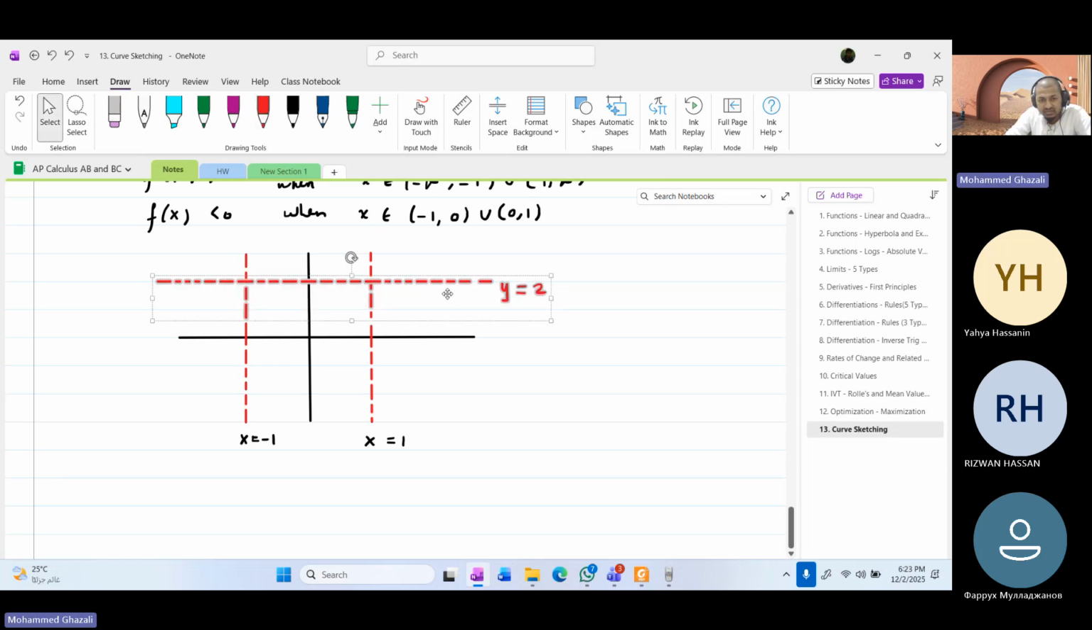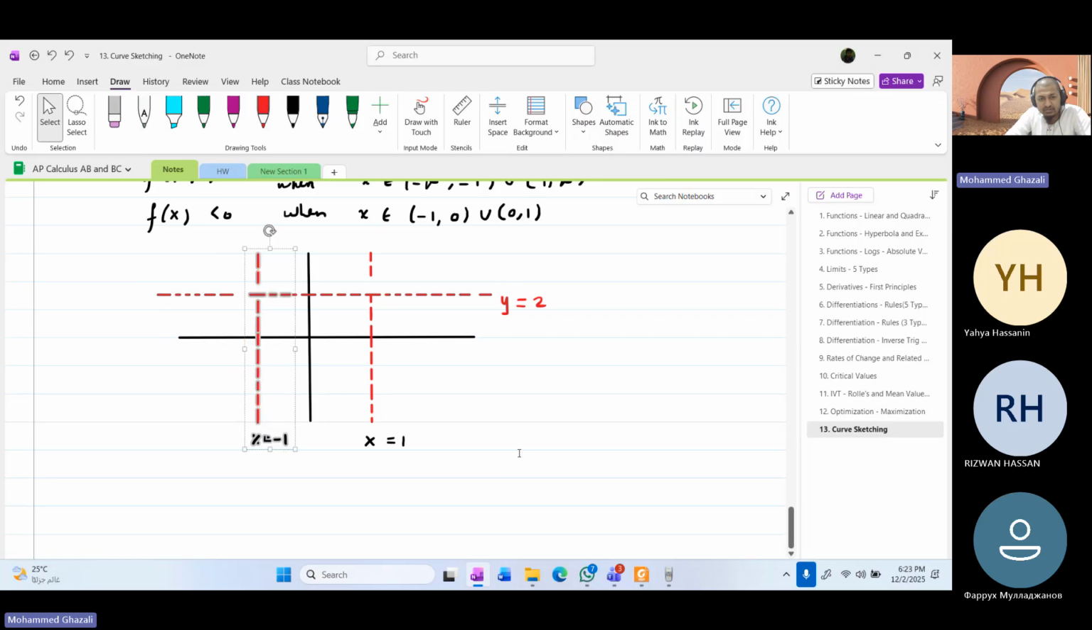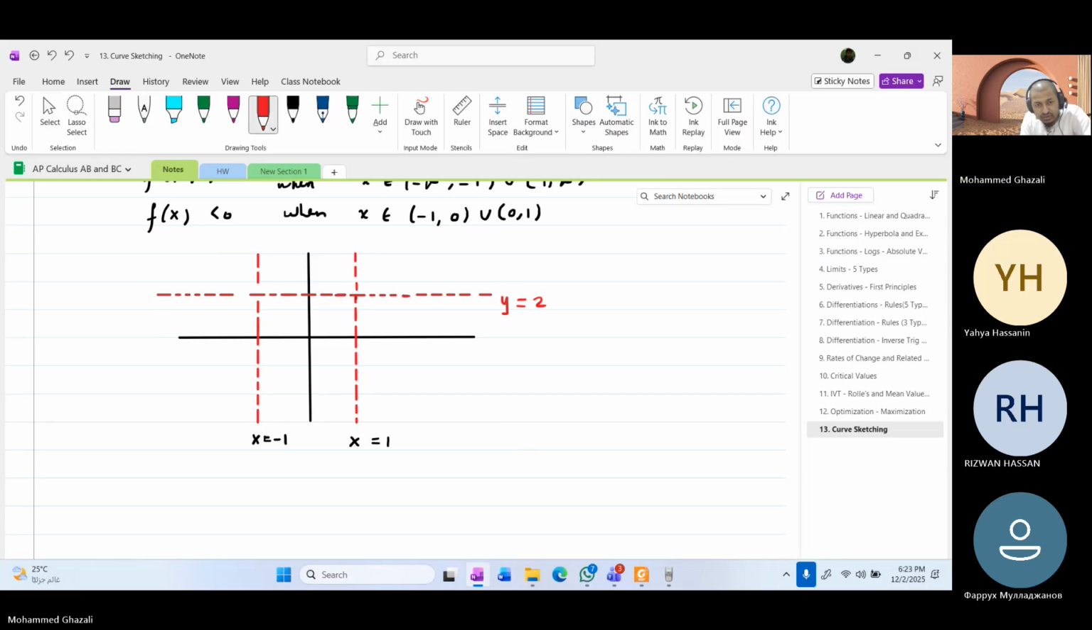Let me just shift this a little bit lower down, and let's move this as well. Try to make it as accurate as possible. Everything is moving there as well. Let's break up this line. Great. Now, we're almost there in sketching this function.